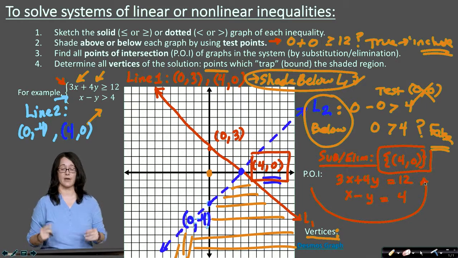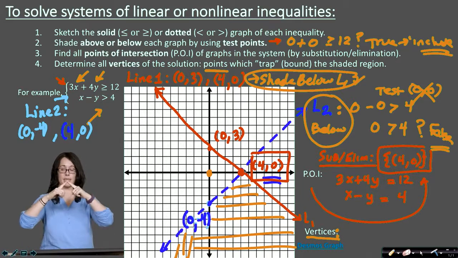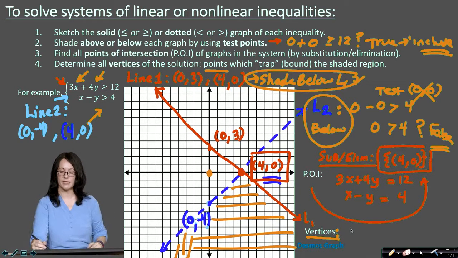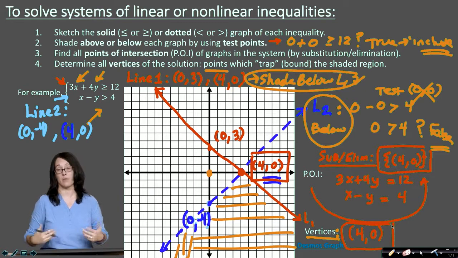But once you found all points of intersection, you want to ask yourself, is that one of the vertices? Again, to be one of the vertices, you must be a point of intersection which helps to trap the shaded region. Does that point help to trap the shaded region? It does, in fact. It's that tipping point, right? So I would say yes, the only one of the vertices that are present in this case is the point 4, 0. It would probably be our optimal solution for this problem if you're going forward to apply it later on.